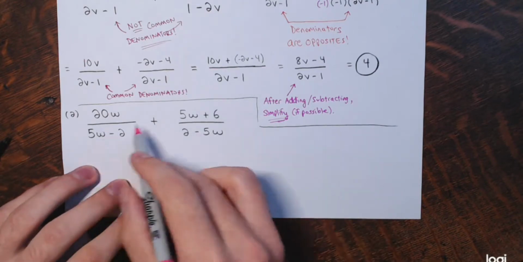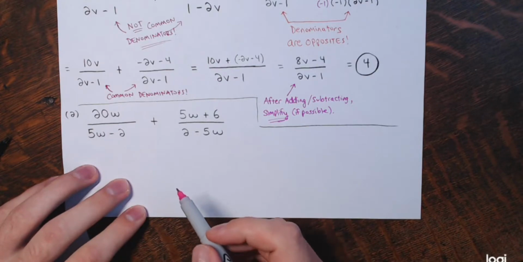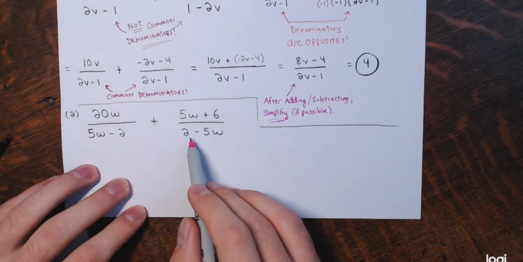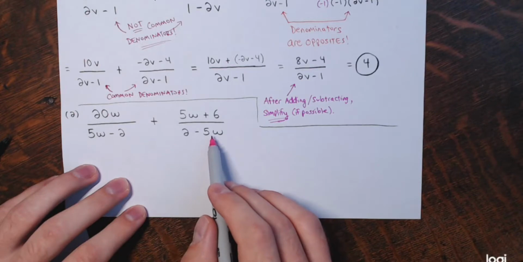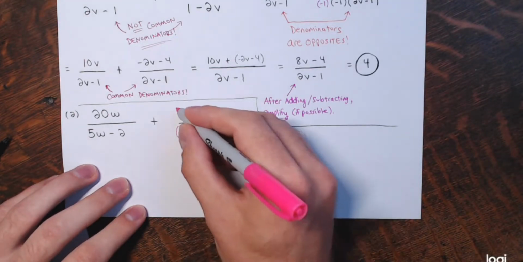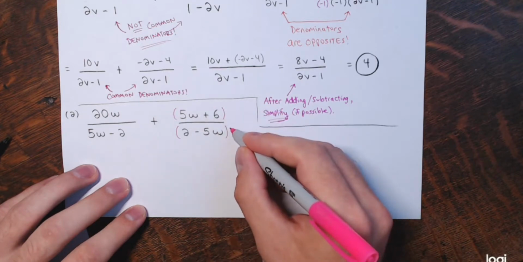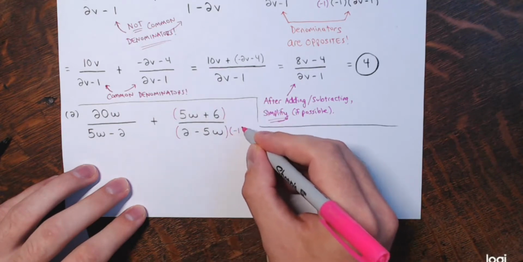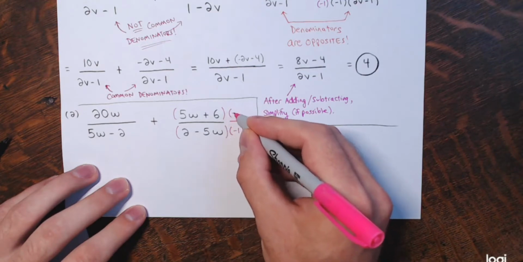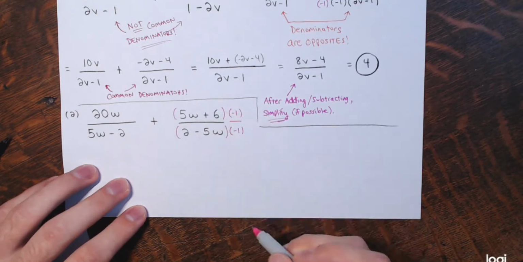So I take one of the fractions. It really doesn't matter which. I prefer having the lead coefficient be positive, so I'm going to keep the 5w minus 2, and I'm going to transform this other denominator. So we're going to take this fraction, the denominator and the numerator, and multiply by negative 1. So I multiply by negative 1 in the denominator. I also multiply by negative 1 in the numerator.